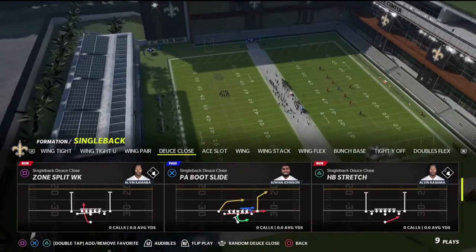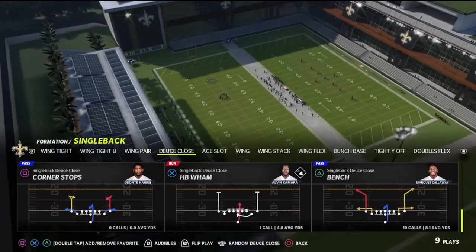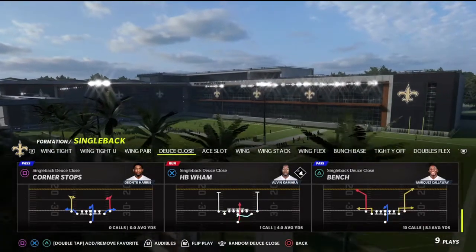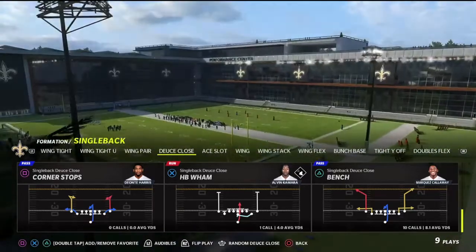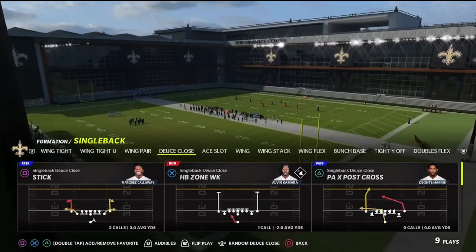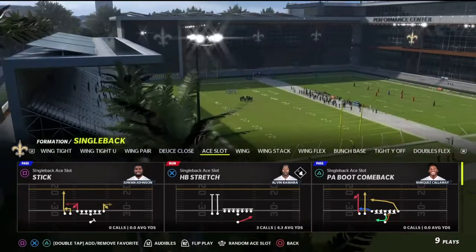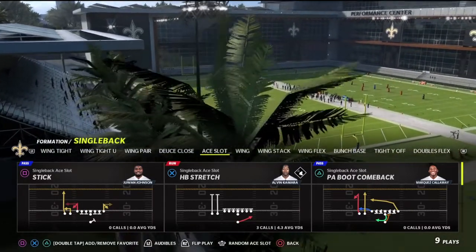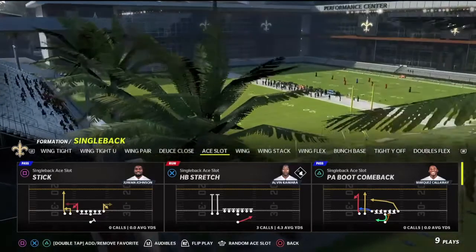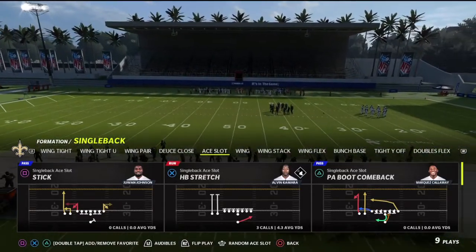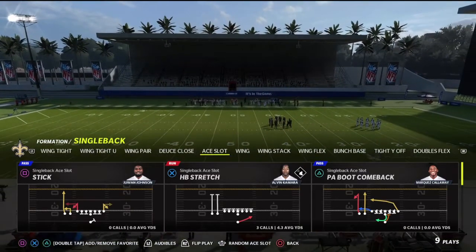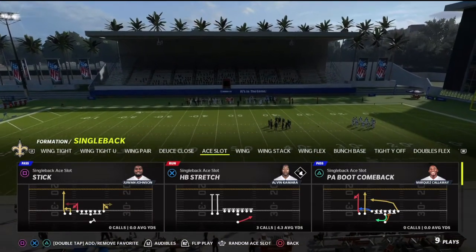Play action boot slide, that's another concept. Corner stops would probably count as curls. Bench, there's a lot of plays called bench. That would be a concept in and of itself. Okay, then we're back at stick, because there aren't a lot of plays in there, but there's another stick play right there. So you can see how these concepts kind of come back. Anytime you see the name of your route in the name of the play, consider that a concept. Okay, if that makes any sense.